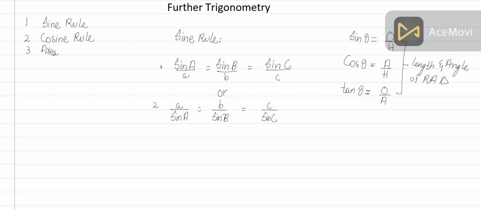So these are two ways of writing the sine rule. You can use either one, but when the examiner asks you to find the angle of a triangle, it is preferable to use this one for the angle, and for the length it is preferable to use this one.